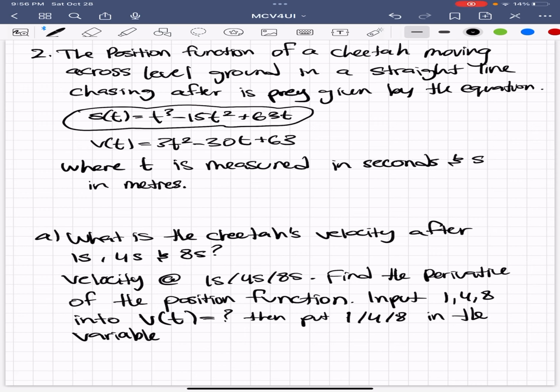Alrighty. So the position function of a cheetah moving across level ground in a straight line, chasing after its prey. So let me correct that typo there. Is given by the equation s of t equals t to the power of 3 minus 15t to the power of 2 plus 63t, and the velocity of that using the power rule is 3t to the power of 2 minus 30t plus 63.